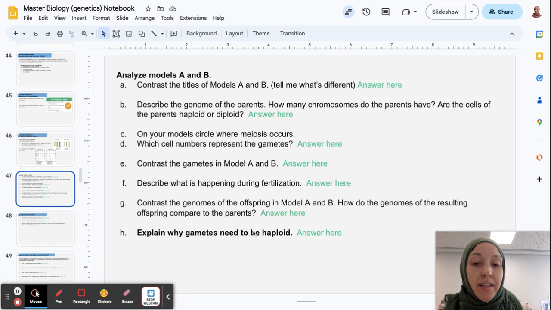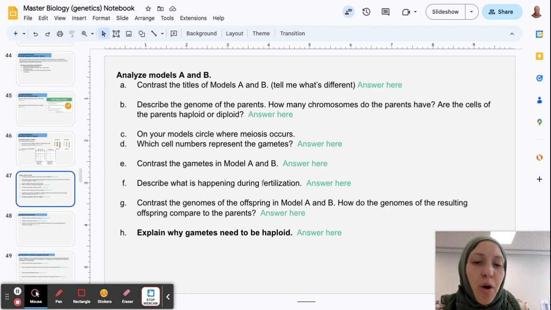Now, why do gametes need to be haploid? Gametes need to be haploid so that after fertilization, the resulting offspring is diploid, just like its parent was and its grandparents were. If gametes were diploid, then our resulting offspring would be quadruploid. And then the one after that would have 8 of each chromosome. And these would be huge abnormalities, right? So 2 haploid gametes after fertilization would produce a diploid offspring.